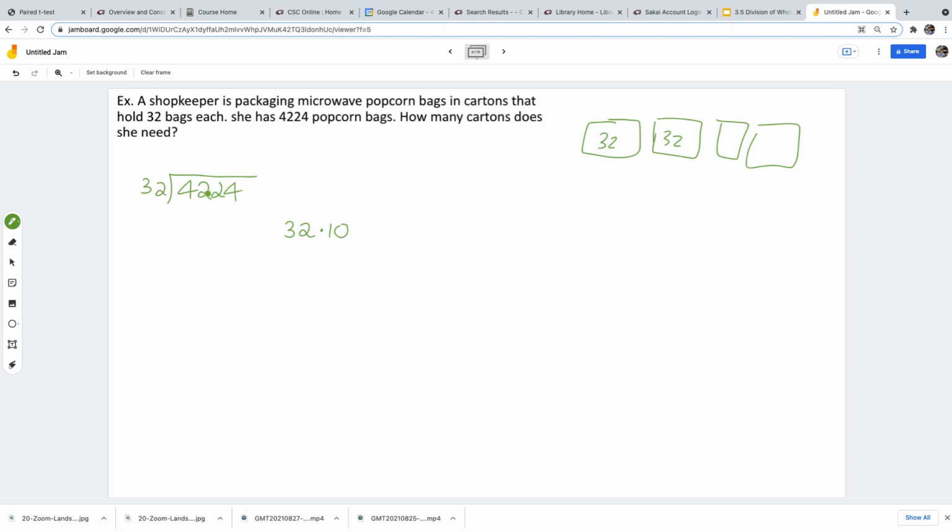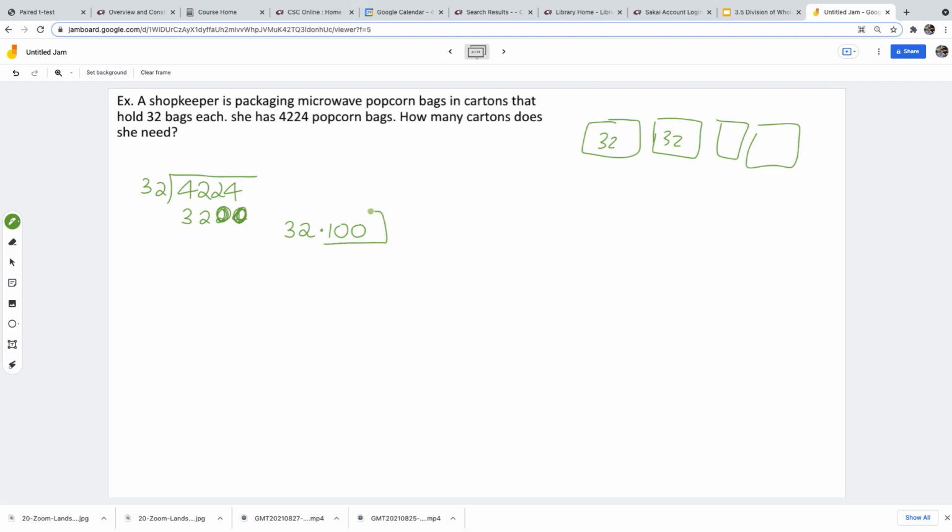It's way too far away to take away, right? From 4,000 something, so we're going to go really close to 4,000. If you multiply by 100 instead, you're getting so close, and we use an easy number. So 32 times 100 is 3,200. We are getting close to 4,224, right? I'm sorry, it's 3,200. Yeah, we are very close to that.